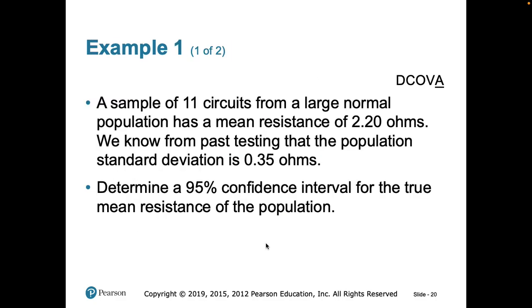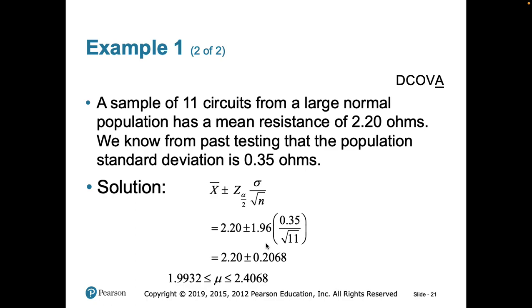All right, let's do an example to help us get a grasp of this concept. This one says a sample of 11 circuits from a large normal population has a mean resistance of 2.2 ohms. We know from past testing that the population standard deviation is 0.35 ohms. In this case, they're asking us to find a 95% confidence interval for the true mean resistance of the population. So a sample of 11 circuits, we have that in here.